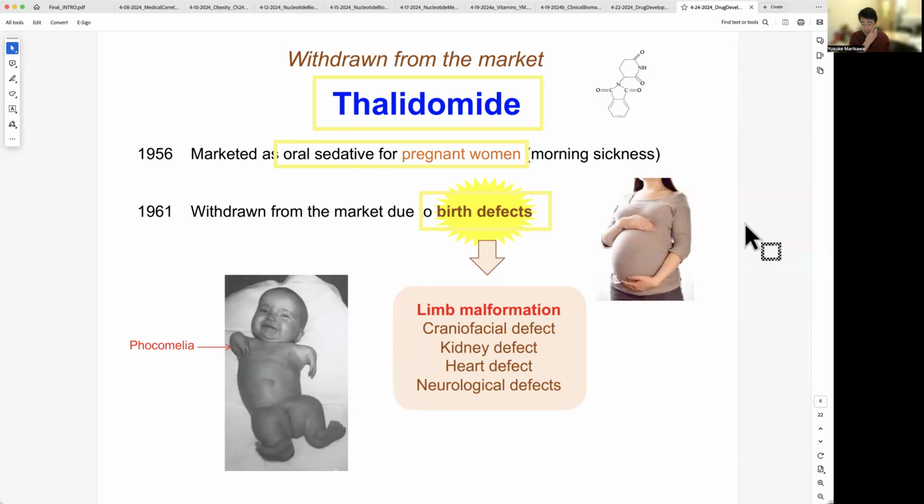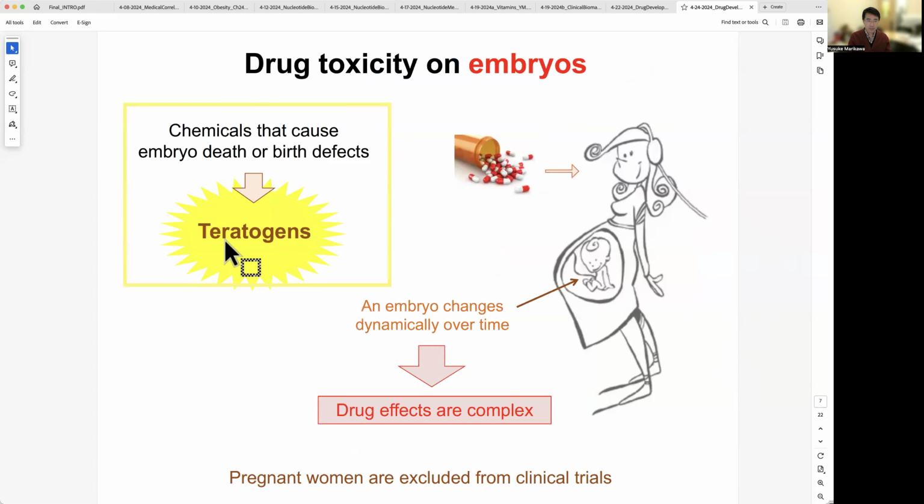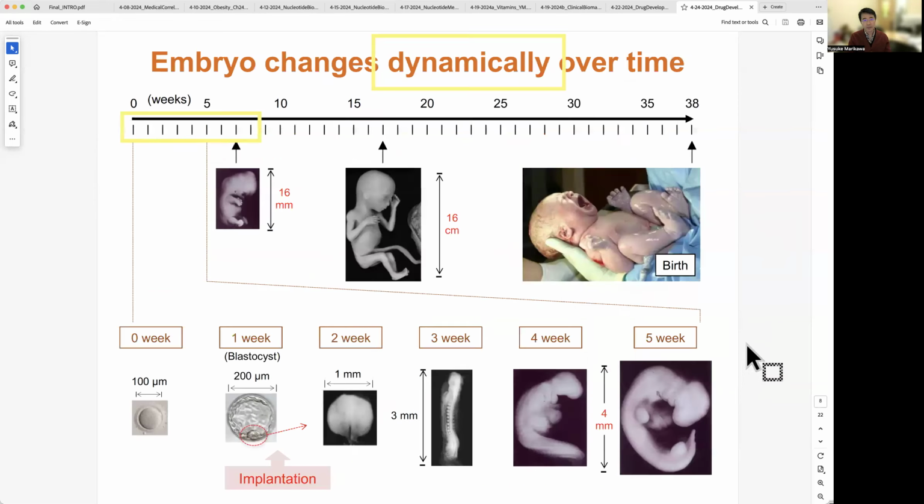Thalidomide, okay? Recognize the name of this drug, thalidomide, causing birth defects. Also, just be aware of this term, teratogens. What is a teratogen? Chemicals that cause embryo death or birth defect. And those embryos are affected by those teratogens, various chemicals, disturbances.